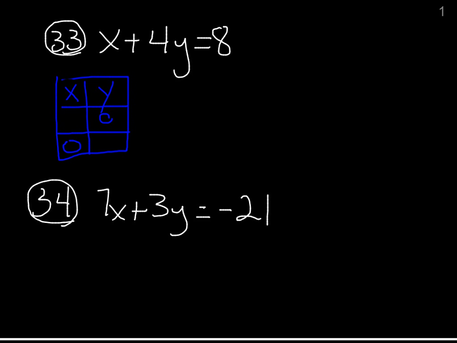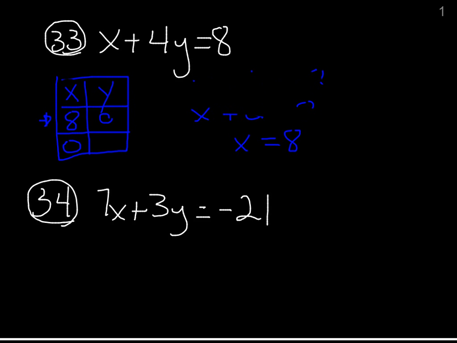So what you'll do is to find the x-intercept, this empty box right here, you're going to put a 0 in for y in the equation and then solve for x, and that's your x-intercept. So we go x plus 4 times 0 equals 8, and 4 times 0 is 0, so that just means that x equals 8. So we put an 8 there, so that 8 is your x-intercept.